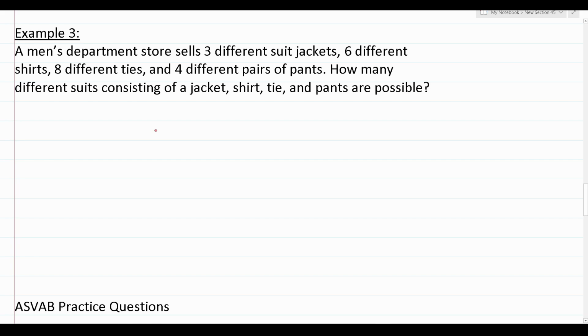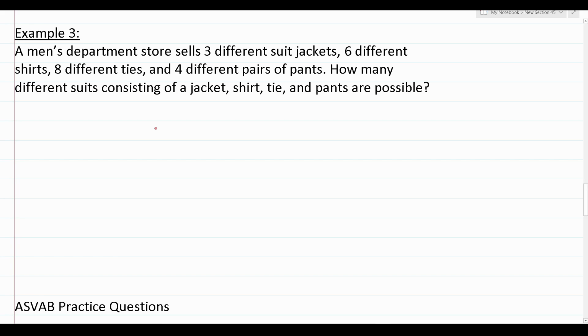All right, so let's take a look at example 3 now. It says a men's department store sells 3 different suit jackets, 6 different shirts, 8 different ties, 4 different pairs of pants. How many different suits consisting of a jacket, shirt, tie, and pants are possible? All right, so rather than making a tree diagram, which would take me forever and I'd probably make a mistake while I did it, let's apply the fundamental counting principle.